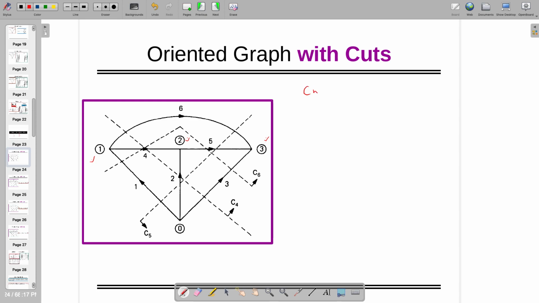So cuts are equal to the number of nodes. So if there are 3 nodes excluding zero potential, you are going to have 3 cuts. Those 3 cuts are C4, C5 and C6, which is given by this book. So let's assume that right now you don't know how to make the cuts, but by looking at this cut, how to write down the equations.